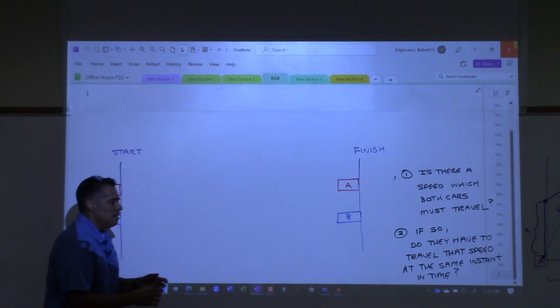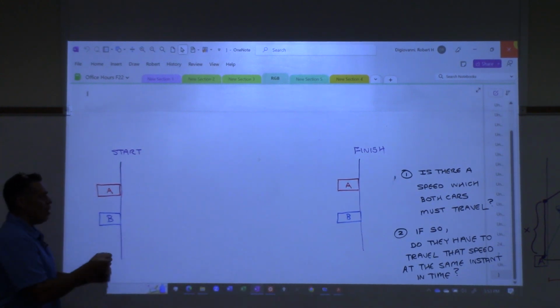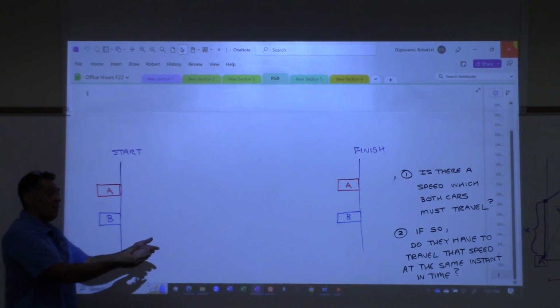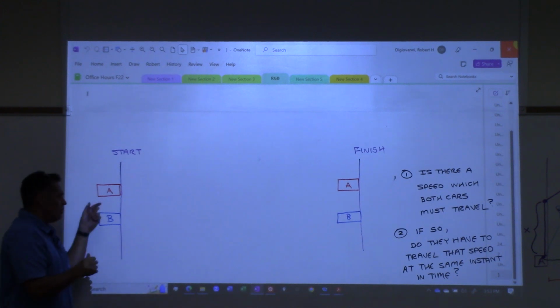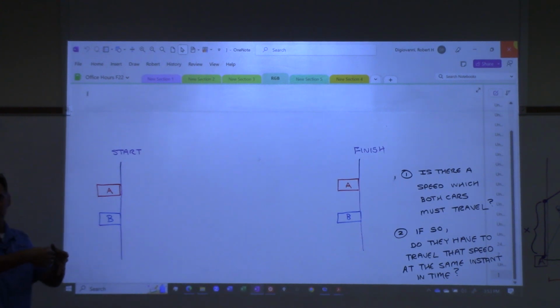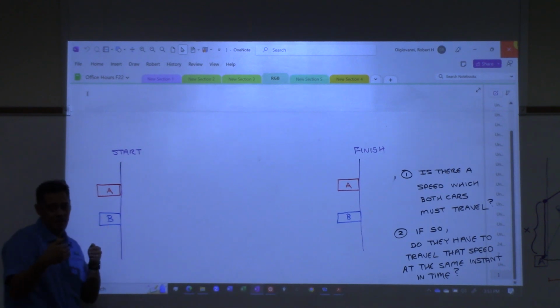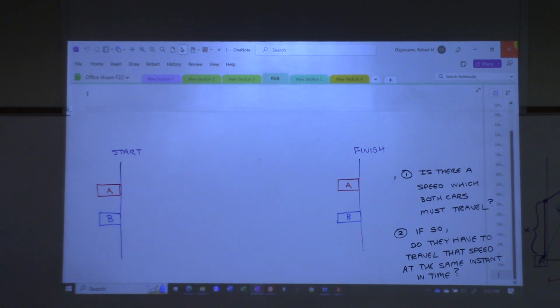Let's just take the first question. If I'm car A, is there some speed, let's say 50 miles an hour, that I'm guaranteed to see? And then for car B, are they going to have to see that 50 miles an hour also? And the second question is, if we're both going to see some speed, is it going to happen at the same exact moment in time for both of us? So think about it. You understand? Any questions on it?